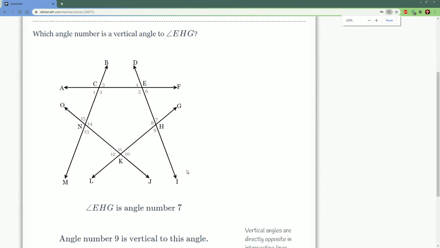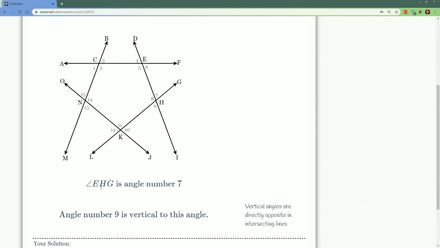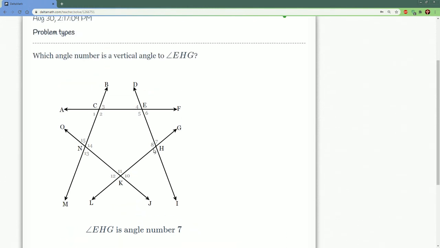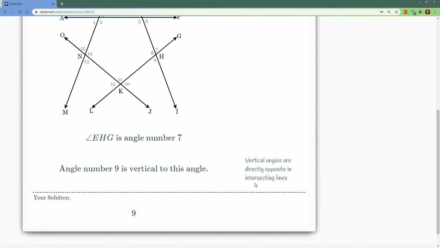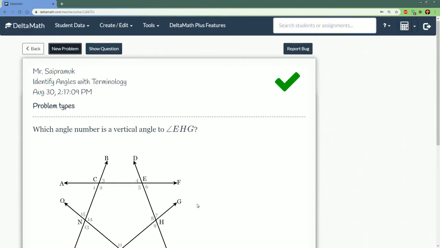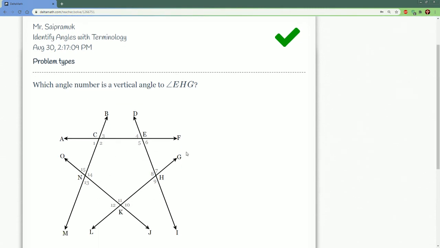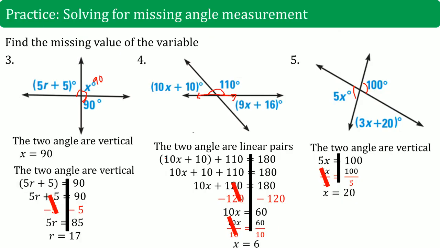Yes, we are correct. Angle EHG is angle 7, which is right here. And if you reflect that, it makes angle 9. Because vertical angles are directly opposite on the intersecting lines. Okay? Because that's a typical Delta Math question. But that's it. Now you know how to find properties of vertical angles.